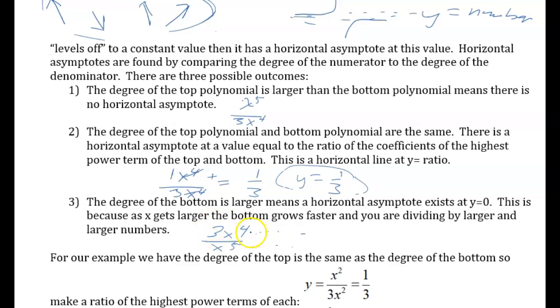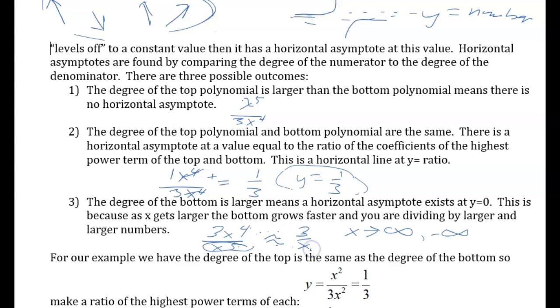Now, in this case, the degree of the bottom is higher than the degree of the top. And as x gets really, really big, either negative or positive, this x to the fifth becomes way, way bigger than the x to the fourth. So you get approximately 3 over x. And the 3 doesn't actually even matter.